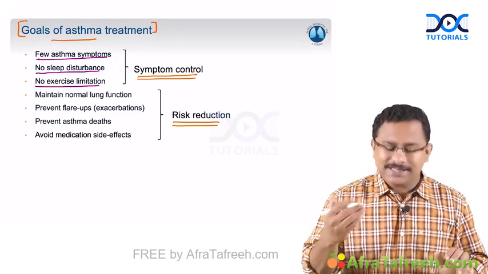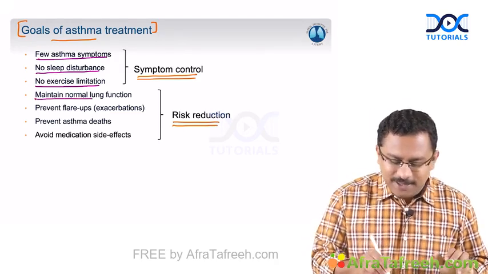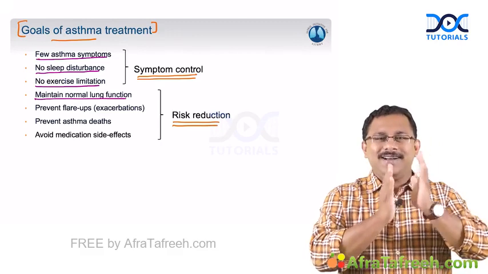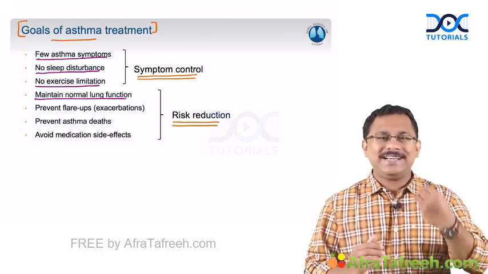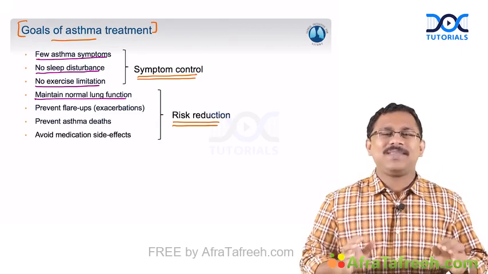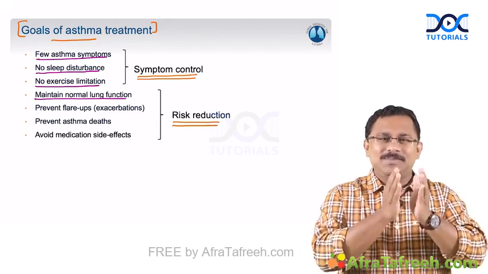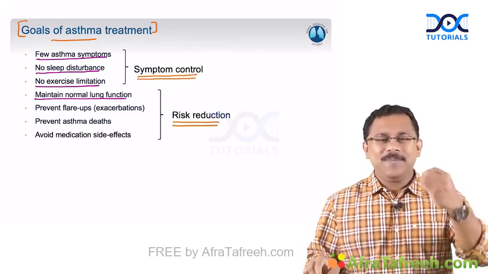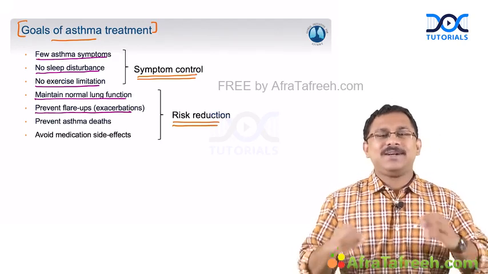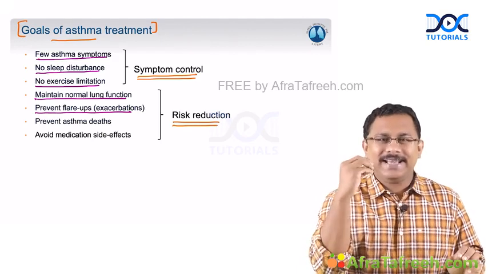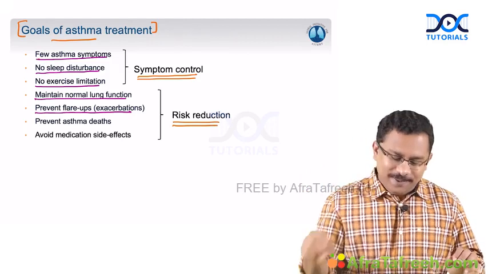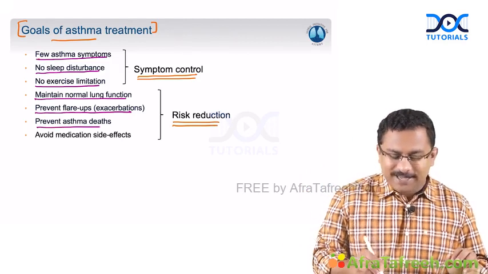And then when it comes to risk reduction, you have got to maintain normal lung function, because we know bronchial asthma is an obstructive lung disease. Your idea of bronchial asthma is also that it is a reversible airway hyperresponsiveness. So you have got to bring the symptoms under control as well as maintain normal lung functions. You have got to prevent flare-ups, because asthma is one disease that can have exacerbations. You have got to prevent asthma related deaths.